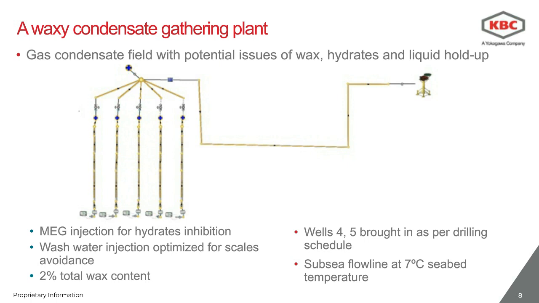The fluid is slightly waxy. Total wax content of 2% has been measured, but we don't really know how that's going to affect the production. What we know is that this field is made of 5 wells. 3 wells are in production at the start of production, while well 4 and 5 are brought in at a later stage. The flow line is 45 kilometers more or less and is running through a seabed at constant 7 centigrade more or less.